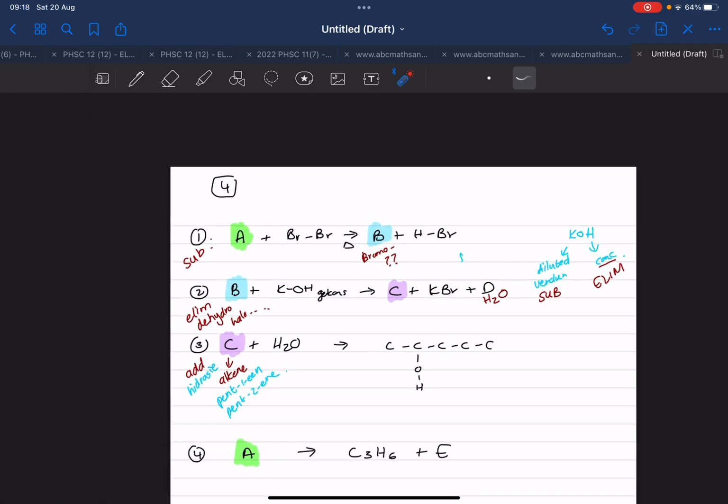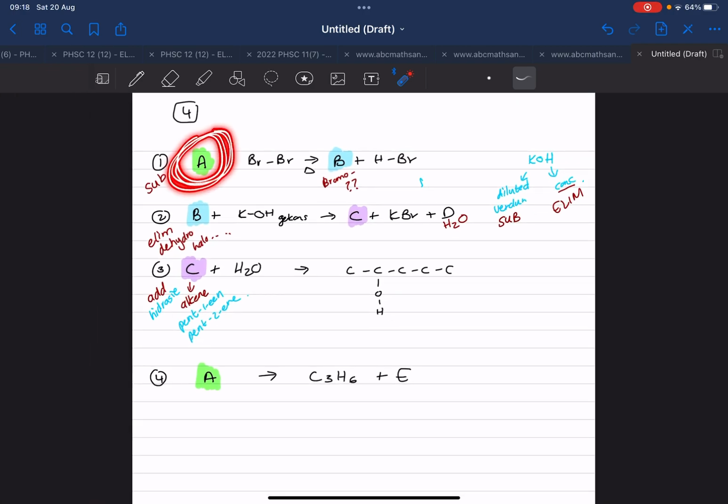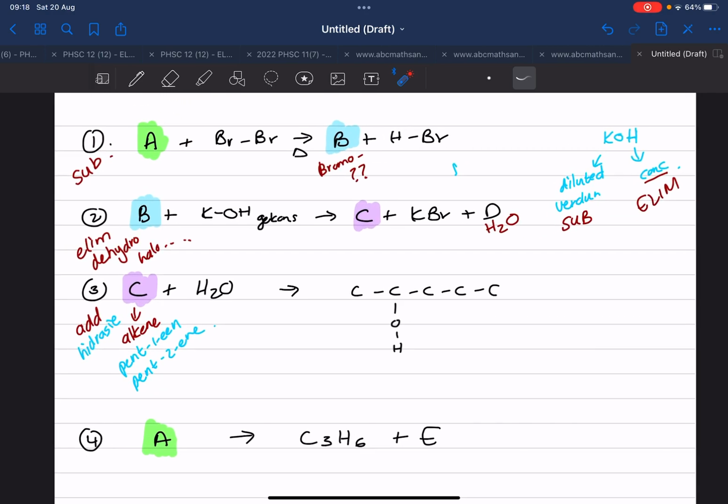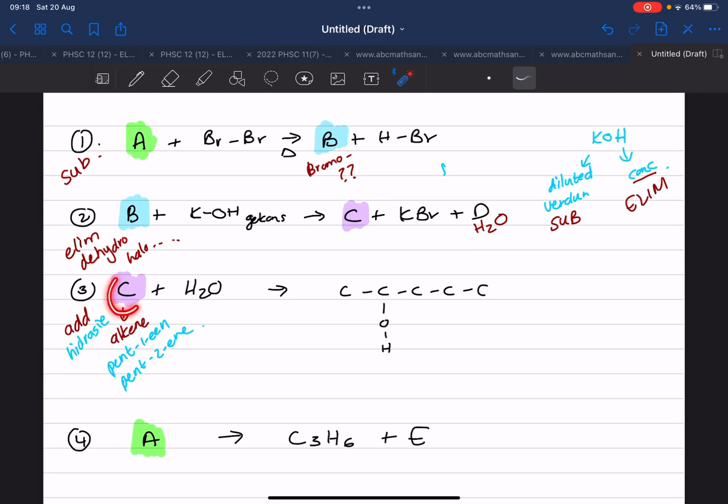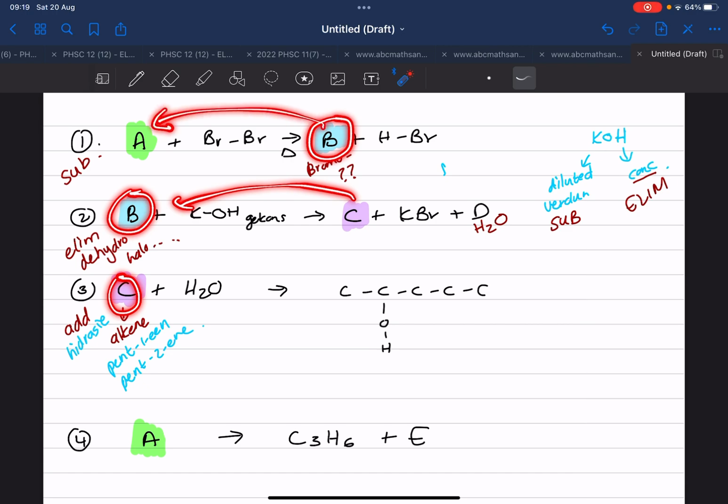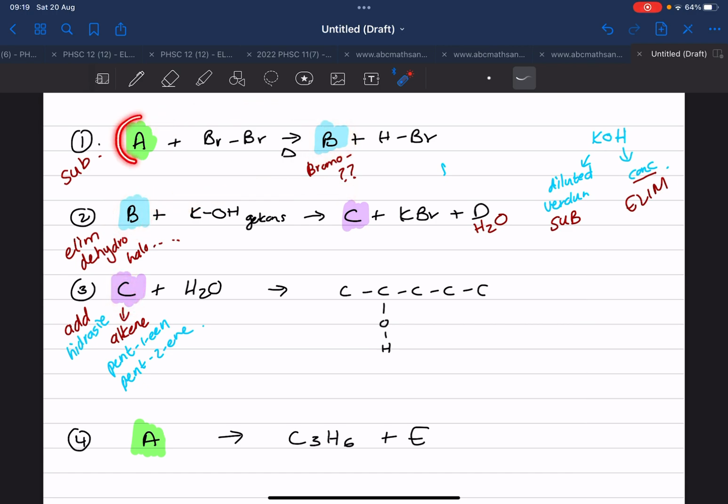En dan sê hulle vir jou, goed, jy vat weer vir A, you take A. Okay. Ons weet nou A het hoeveel koolstowwe? If C has 5, then it means that B had to have 5 carbons. Then it means that A had to have 5 carbons. Okay. So A het 5 koolstowwe gehad. And there was an exchange reaction, a substitution reaction. So it means this was an alkane.